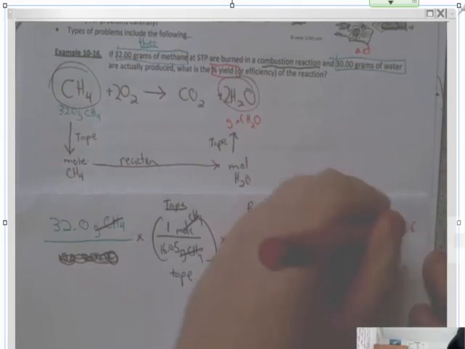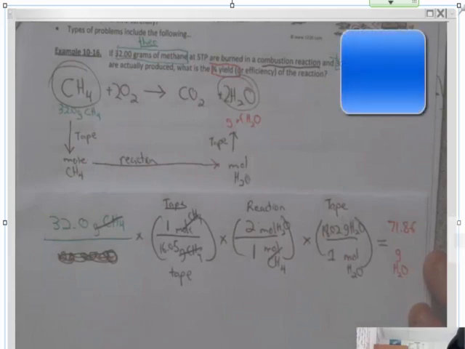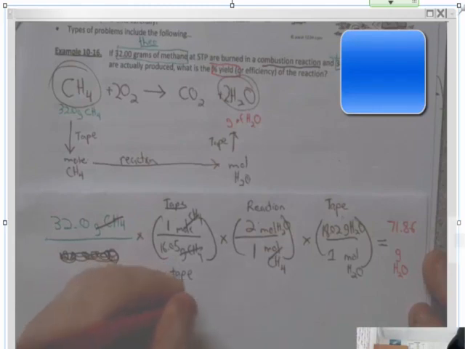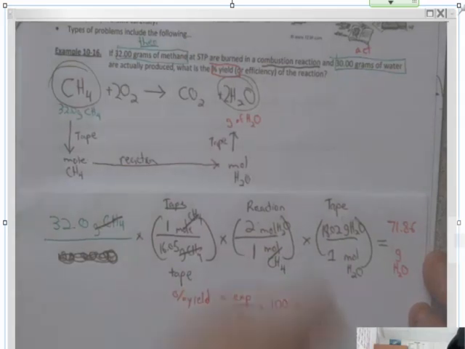71.86 grams of water. That is not a percent yield. You have to do percent yield next, which is experimental over theoretical times 100. Remember, you should never get a percent above 100. So my experimental here, theoretical is 71.86.